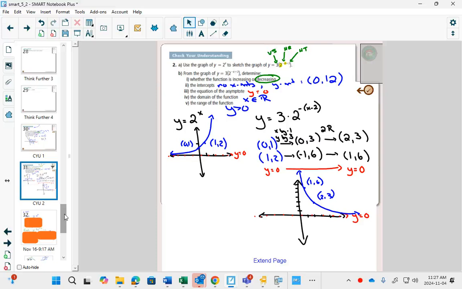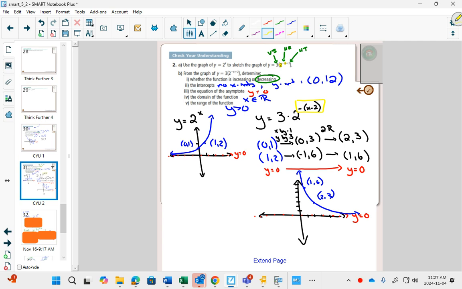So this is the idea for graphing. It's the same as chapter 3. The only thing that's new from chapter 3 is we have a new parent graph. All of our transformations are exactly the same. Okay?